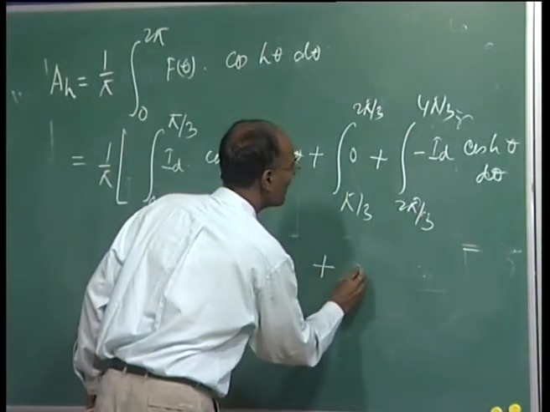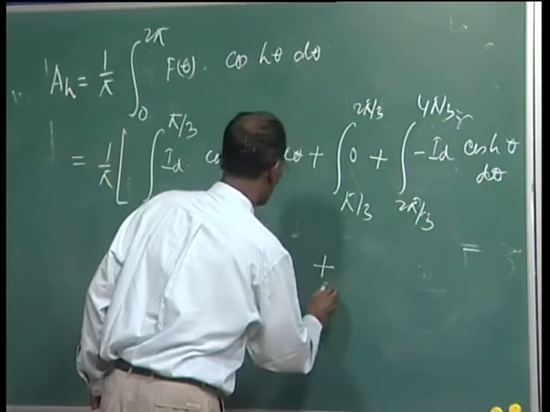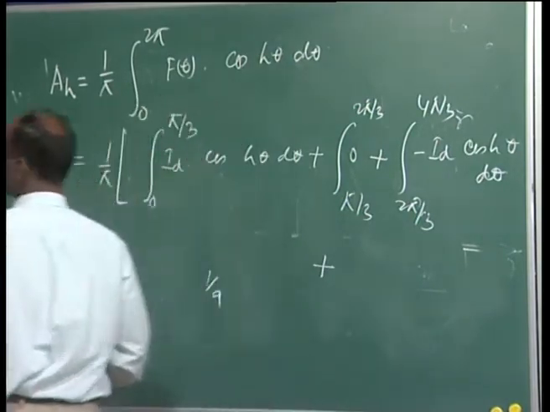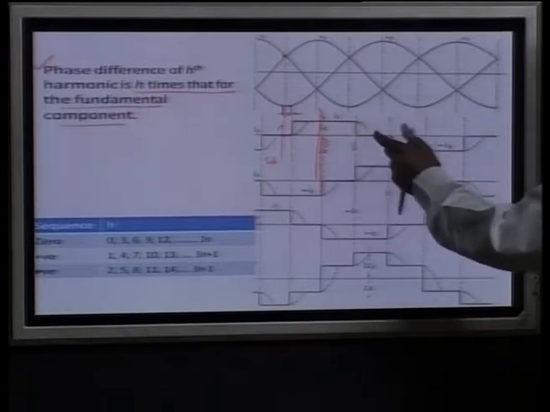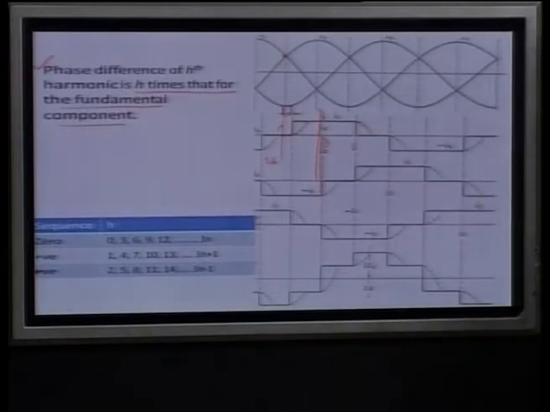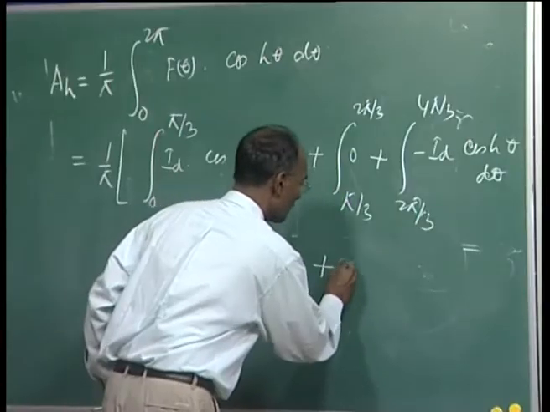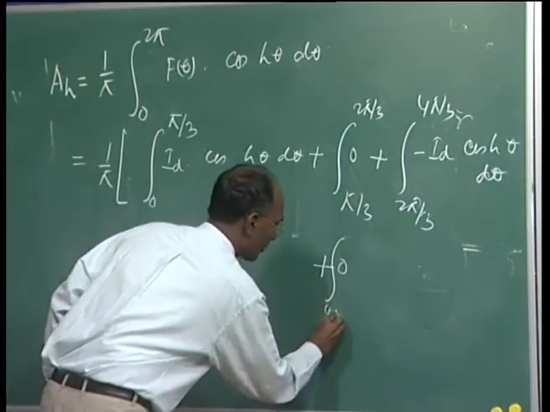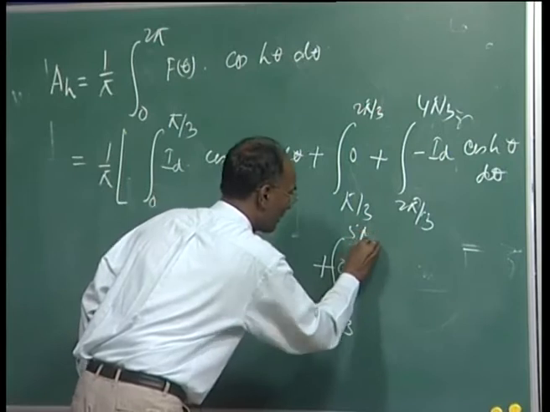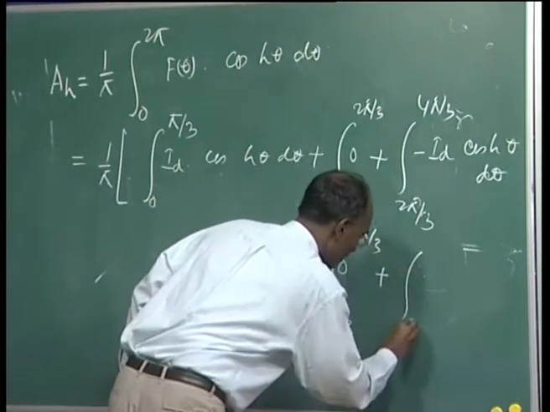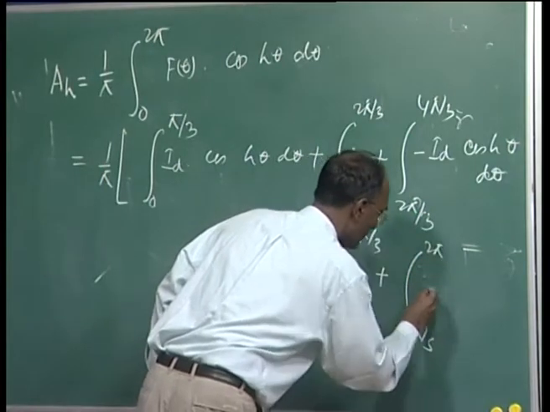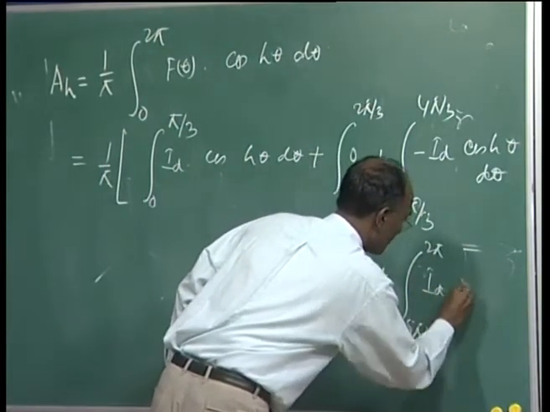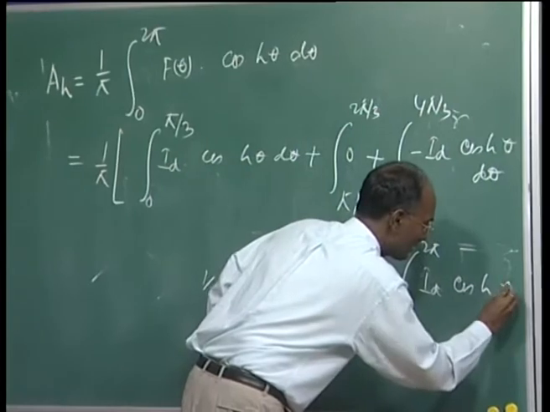Plus, here we are just coming, this is pi by 3, and then it is positive. So one is 0 here, then from 4 pi by 3 to 5 pi by 3, plus from 5 pi by 3 to 6 pi by 3, that is 2 pi, and here it is ID cos h theta d theta.